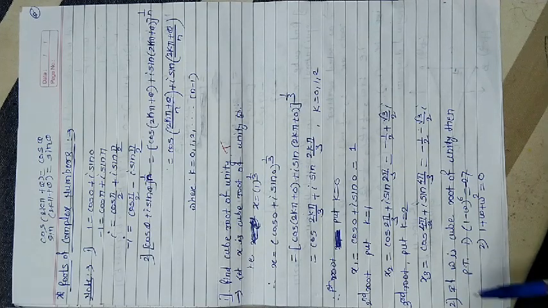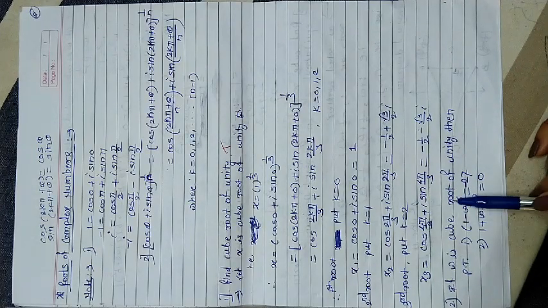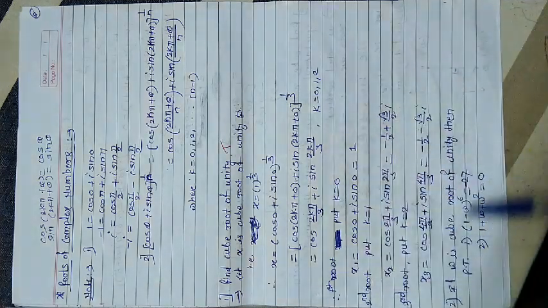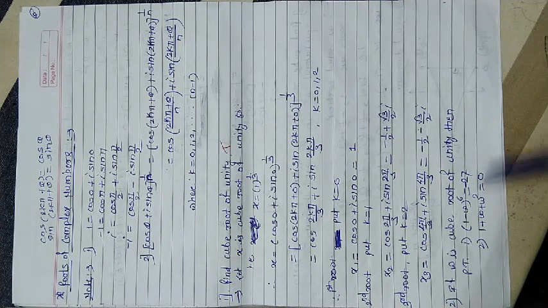Now consider the second example. If omega is a cube root of unity like above, then we have to prove that 1 minus omega, bracket raised to 6, is equal to minus 27, and 1 plus omega square is equal to 0. This we have to prove.